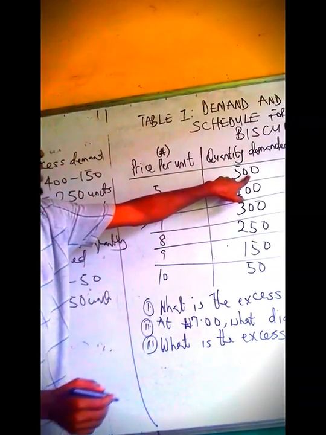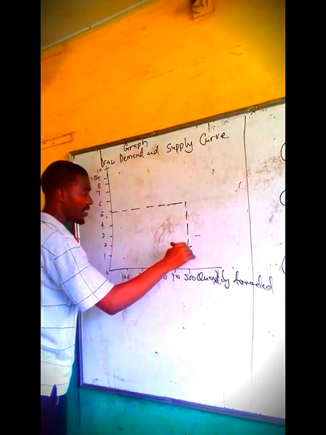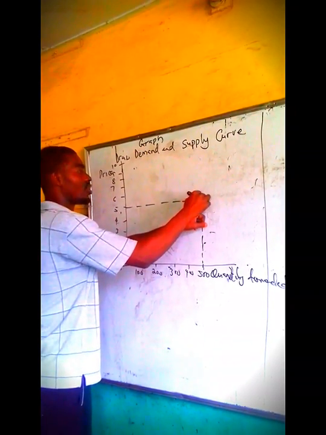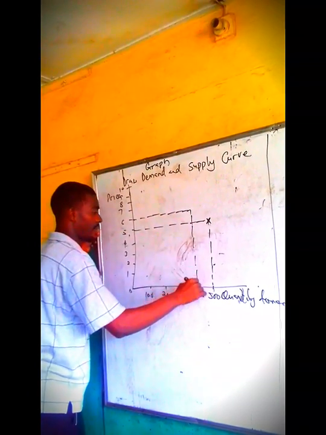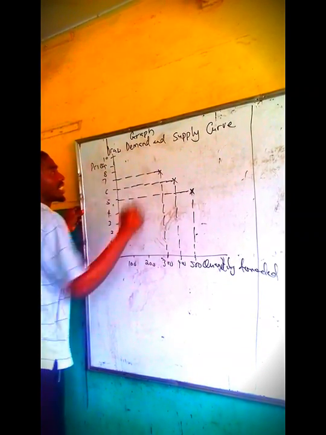Now, when the price is 5, what's the quantity demanded? 500 units. You have it here. When the price is 5, quantity demanded is 500 units. Now, when the price is 6, what's the quantity demanded? 400. Now, the next one, at 7 naira, what's the quantity demanded? 300. You have it here. Do you understand that?